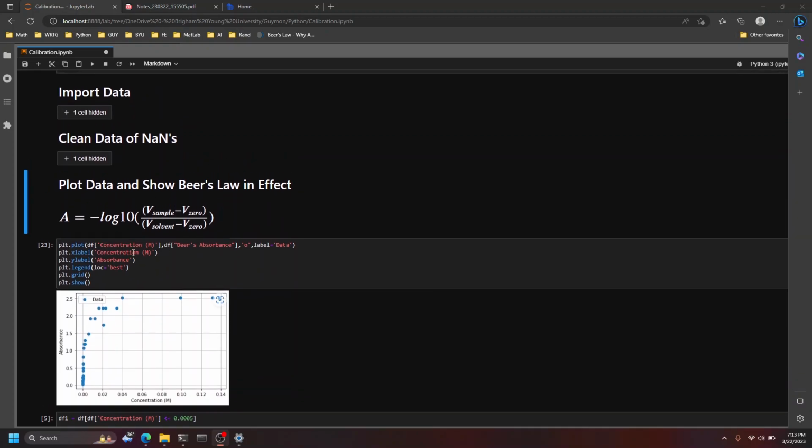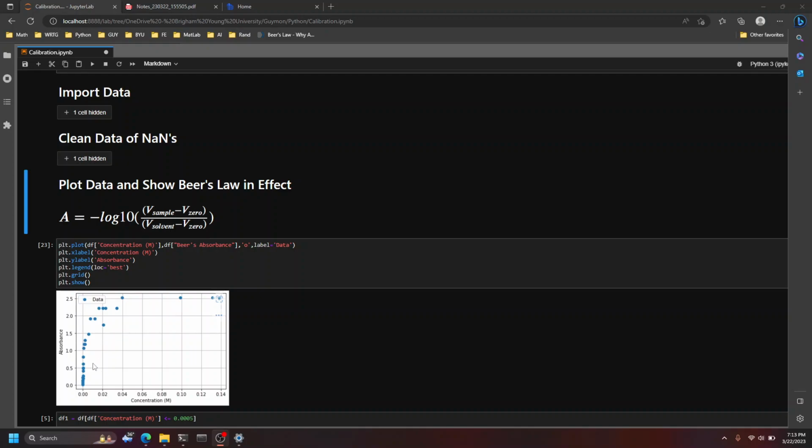So in this example here, I simply plot concentration versus absorbance. And as you can see, the absorbance shoots straight up and then levels off here at 2.5. So this is the upper bound for which this concentration can then be read with the absorbance.